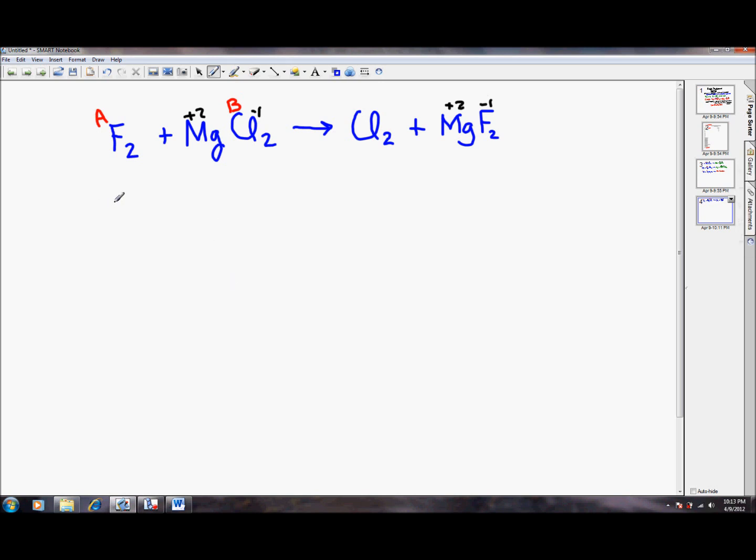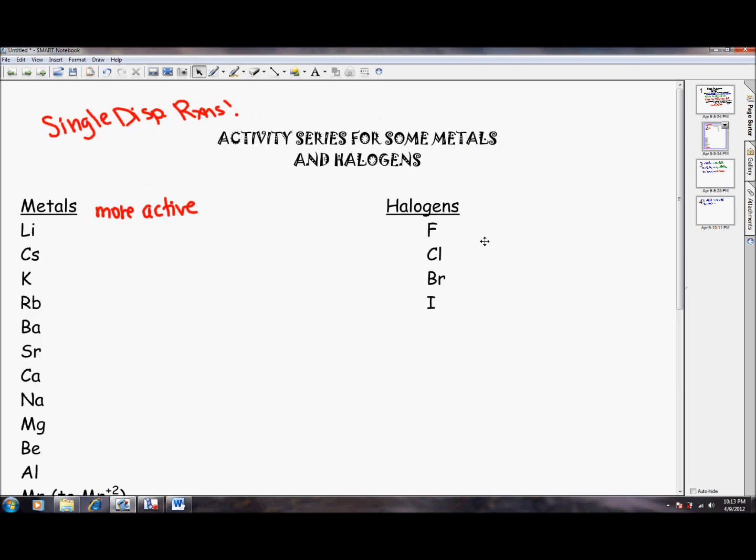Okay, let's do another example. Let's look at bromine. Here, bromine is diatomic. And aluminum iodide. Okay, bromine here is A. Iodine is B. Go back up to our activity series. We're trying to see if bromine is capable of replacing iodine. Okay, bromine is higher than iodine in this little short list, so bromine will be able to kick out and take the place of iodine.